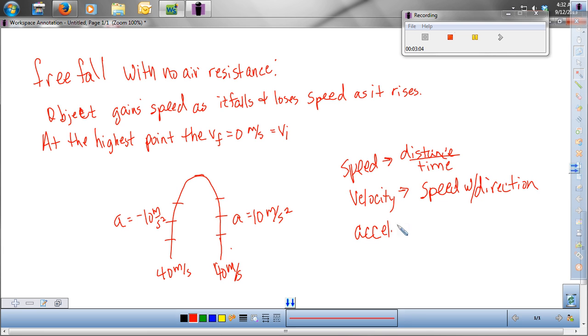Acceleration is simply a change in speed, change in velocity, I should say, over a change in time. Acceleration is also a vector quantity because it has to have a magnitude and a direction.